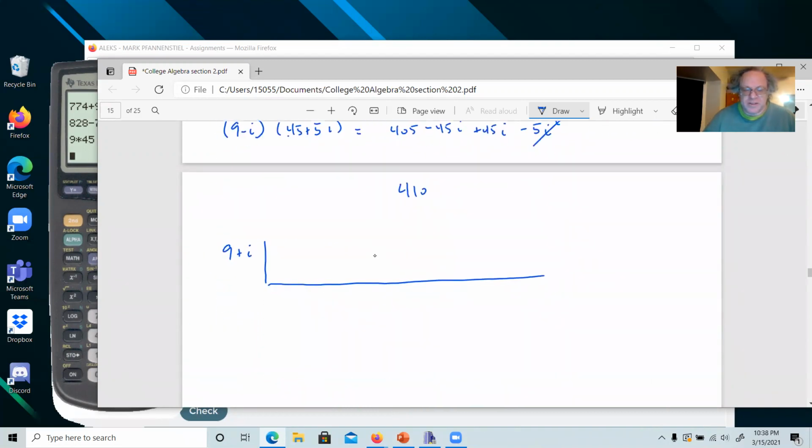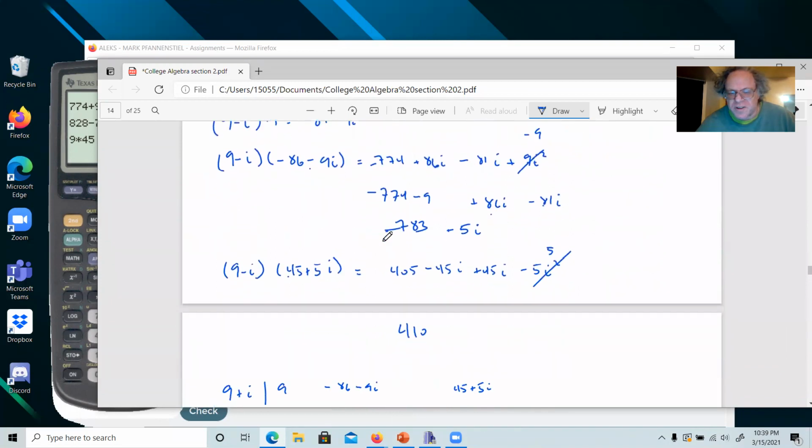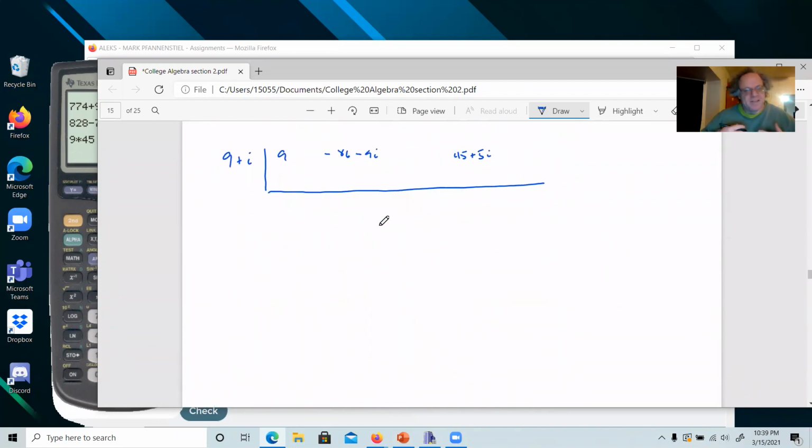Okay, so that is what? That's 9. And then what do we have here? What was this? This was negative 86 minus 9i. Okay, and this was 45 plus 5i, I believe. 86 minus 9i and 45 plus 5i. Same synthetic division rules. This comes straight down. We're going to go ahead and multiply. So it's going to be 81 plus 9i.